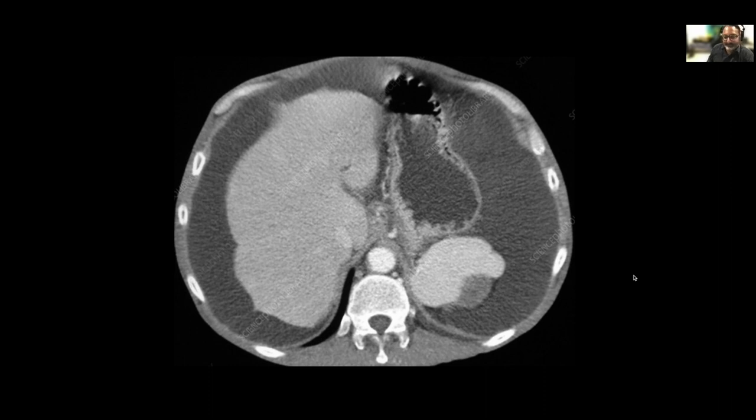And what is this? Nothing too different. Yes, that's true. No, correct. So again, ascites you can see because of all this fluid in the peritoneum, distending the wall. Absolutely.